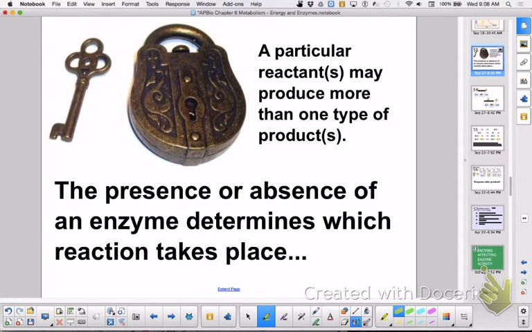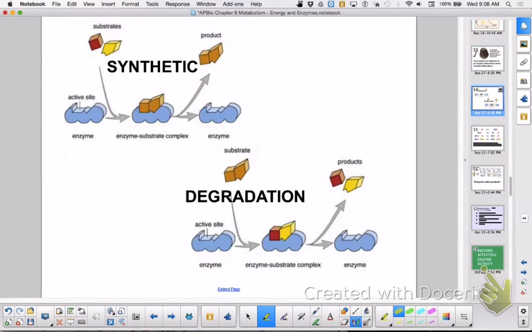Okay, so your substrate, what you start out with, depending on what enzyme is there, is going to alter what products you get. Also, there are different types. I think you understand this right here. So dark-hued one, go ahead. Explain the difference between a synthetic or a degradation. Those two reactions, go ahead.